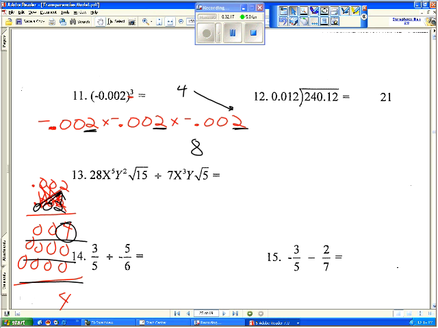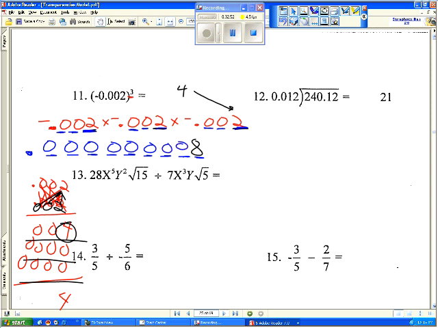Now, we want to check where our decimal goes. To check where our decimal goes, we count up the number of decimal places in the factors, so we should write it out so we don't mess up. 1, 2, 3, 4, 5, 6, 7, 8, 9. We put that many in the product. 1, 2, 3, 4, 5, 6, 7, 8, 9. There's where our decimal goes. Fill it in with zeros.